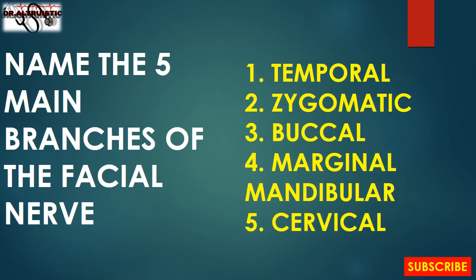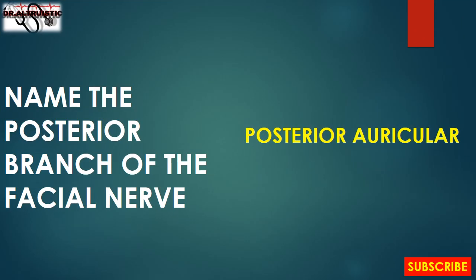Name the 5 main branches of the facial nerve. 1. Temporal. 2. Zygomatic. 3. Buccal. 4. Marginal mandibular. 5. Cervical. Name the posterior branch of the facial nerve. Posterior auricular.